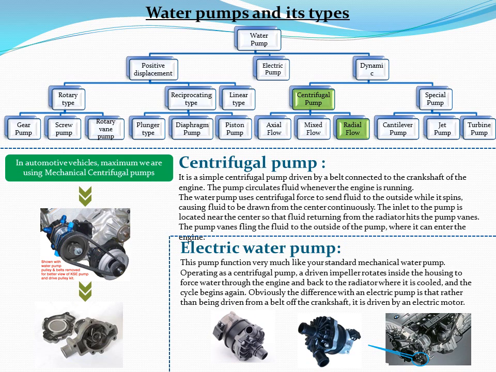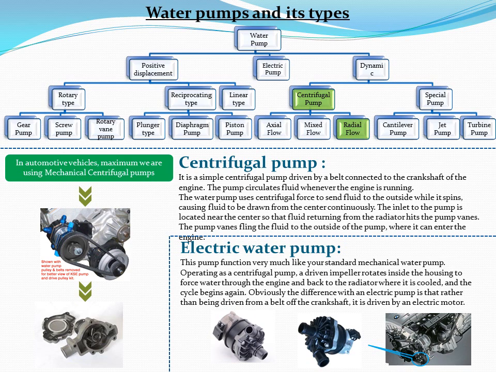The rotary type has three types: gear pump, screw pump, and rotary vane pump. The reciprocating type has three types: plunger type, diaphragm pump, and piston pump. The linear has no further types of pumps. The electric pump also has no further types.